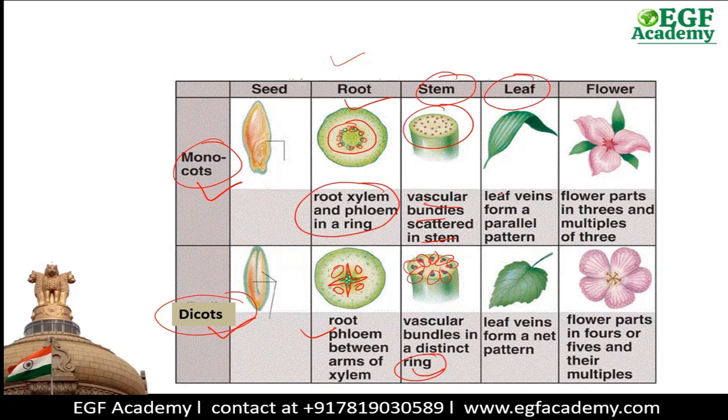Now the leaf structure is also different in monocot and dicot. In the monocots, there is a parallel arrangement of veins. Like you can see here, like this. This type of parallel arrangement of veins is present in the monocots.